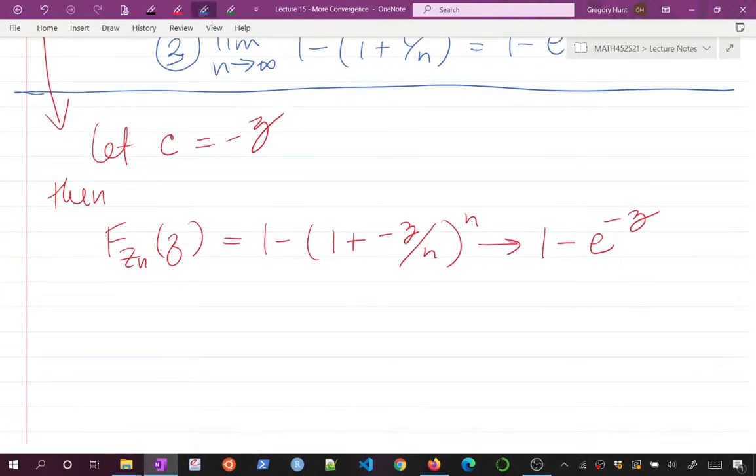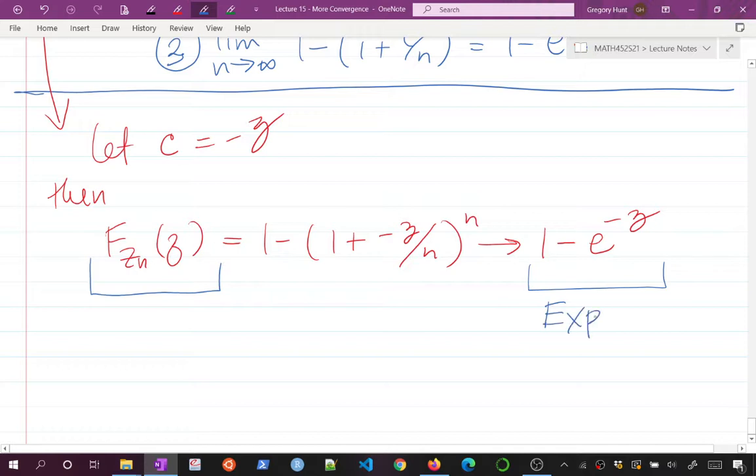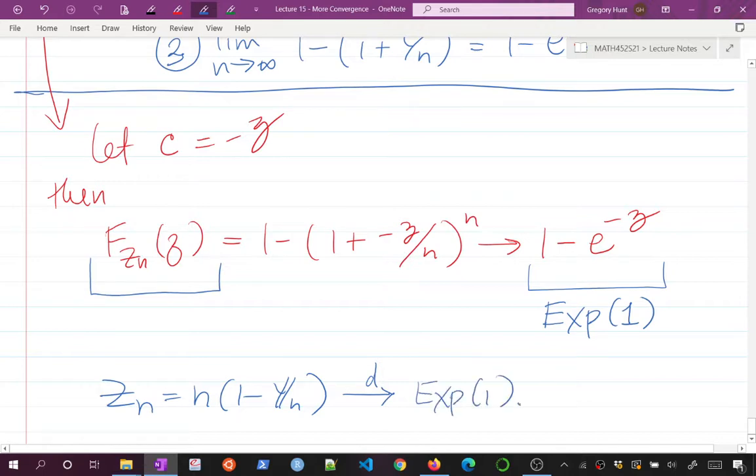So what I've shown here is that the CDF of my Z's converges to this function. Is that a known CDF? Yes, it is. This is the CDF of an exponential random variable with lambda equals 1. So what we can say is that Zn, which is n times (1 minus Yn), converges in distribution to an exponential 1 distribution.